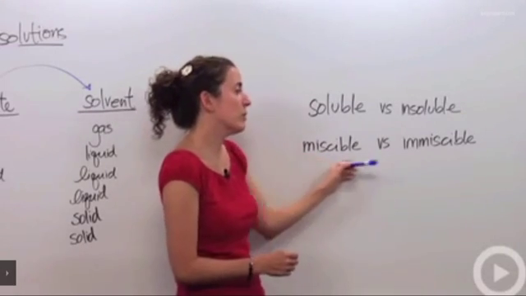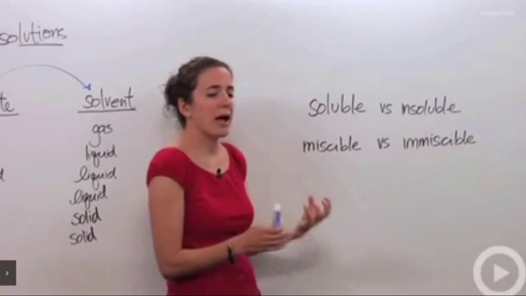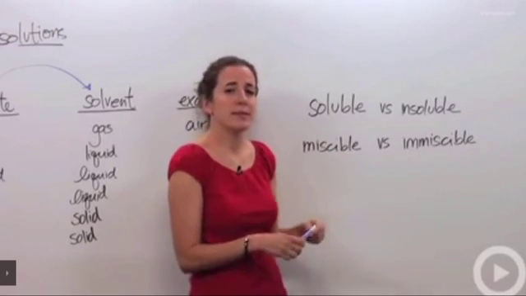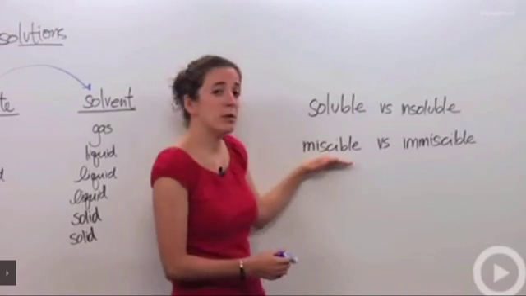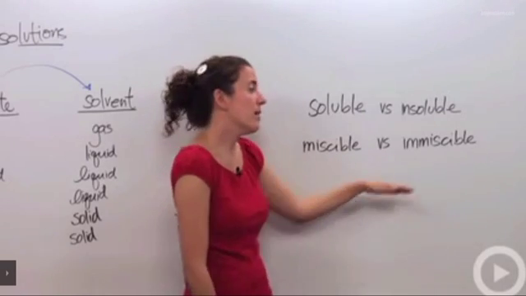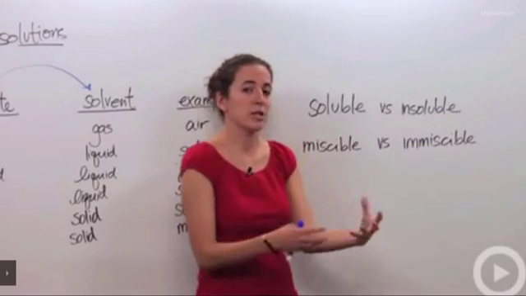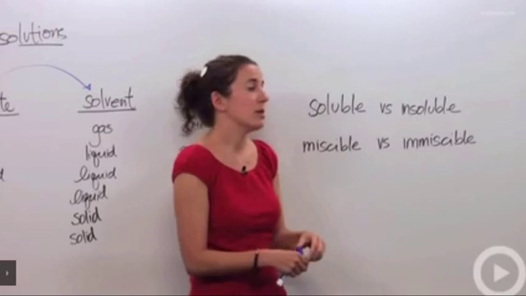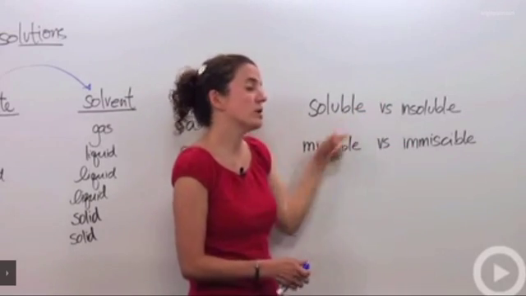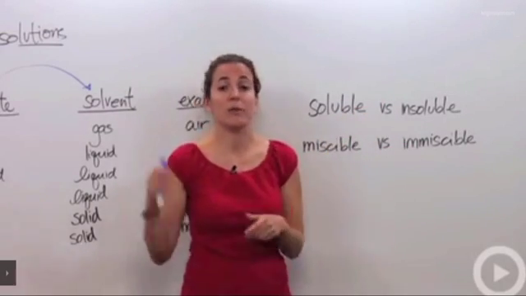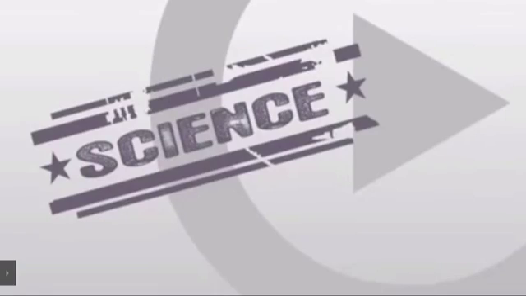You might see the words miscible versus immiscible. Miscible kind of sounds like mixable. That's exactly what it means. If something's miscible, they can mix together. If they're immiscible, like oil and water, they're not able to mix together. So these four words you might see quite often when you're dealing with types of solutions.